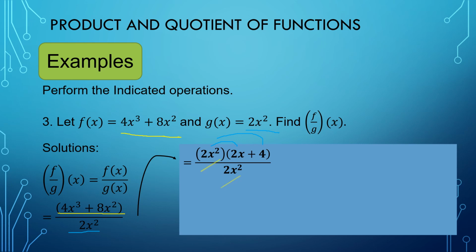So we can cancel 2x squared sa numerator and sa denominator. Why? Because 2x squared divided by 2x squared is just 1. Parang 4 divided by 4 is 1, or 2 divided by 2 is 1. So therefore, the quotient will be 2x plus 4.